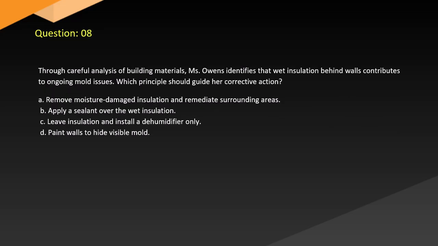Question 8. Through careful analysis of building materials, Owens identifies that wet insulation behind walls contributes to ongoing mold issues. Which principle should guide her corrective action? A. Remove moisture-damaged insulation and remediate surrounding areas. B. Apply a sealant over the wet insulation. C. Leave insulation and install a dehumidifier only. D. Paint walls to hide visible mold.